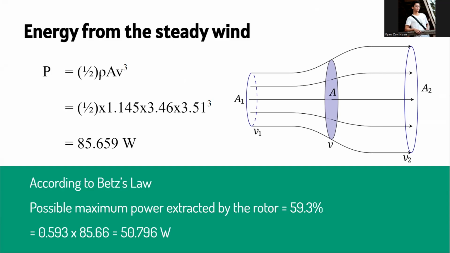And there's another law relating to the wind energy. According to the Betz law, the possible maximum power from the rotor can be 59.3%. No wind turbine system in the world can exceed the maximum power estimated by the Betz law. So according to the Betz law, our maximum power extracted can be 50.8 watts for our setup.